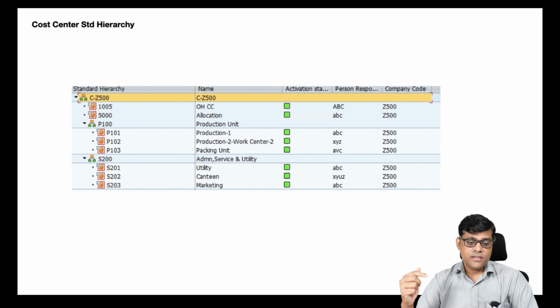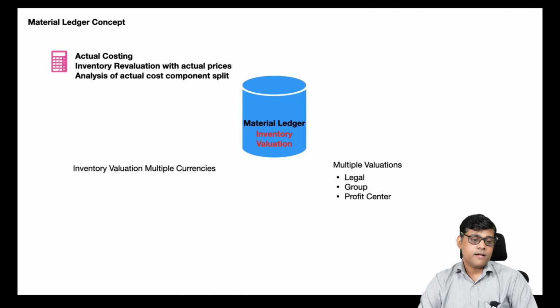You can see this image. For example, if it is a utility cost center, then you can see the balance is 0 because all cost I have transferred to the production cost center. If it is a canteen cost center, then that cost is also allocated to the production cost center. So that's why all cost is 0. In month end, the cost should be 0, which is also one of our period end closing activities.